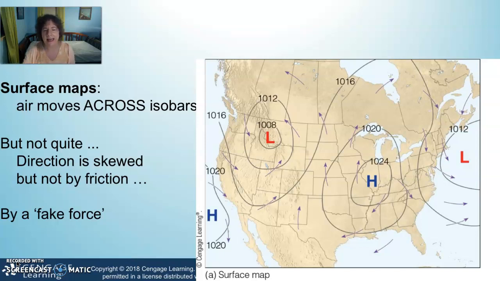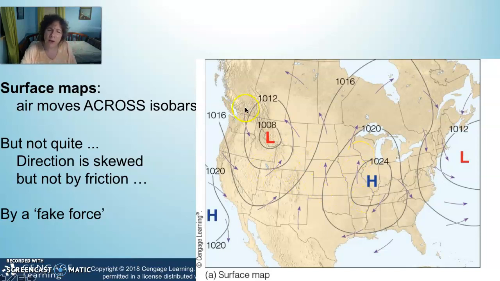If that's the case, then we would expect that the pressure gradient force would move directly from an area like 1024 directly out to 1020, and it would be at right angles to our isobar lines. But that's not what you're seeing here. You're seeing directions of wind that are skewed a bit.